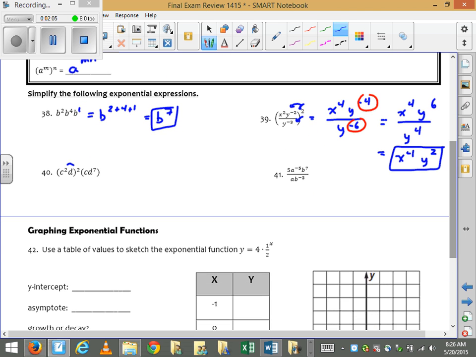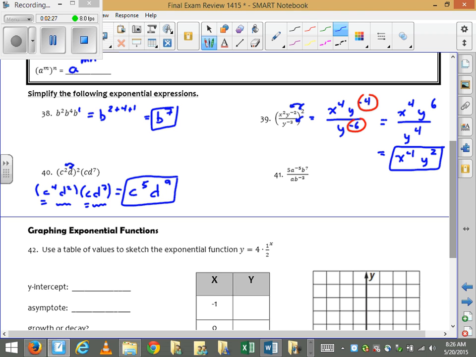So here, first step, let's distribute that 2 in, so we end up with c to the fourth d squared times c d to the seventh. Now just combine the c's: there's 4 c's here, 1 c here, so we have c to the fifth. There are 2 d's, and then 7 d's, so that'll be d to the ninth.